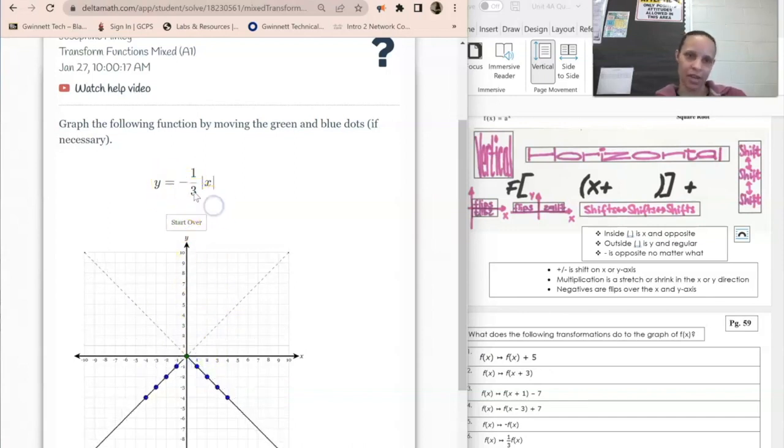So that's done. Now I'm going to look at this fraction of a third. So again, I come back to my notes. Inside, outside, or negative? Well, we're just dealing with outside. It's y and what you think, okay?